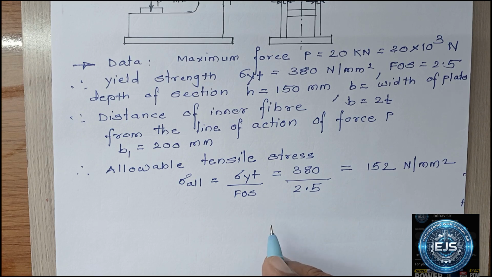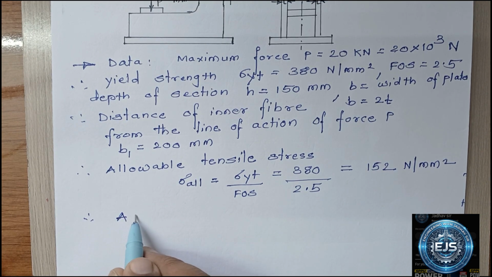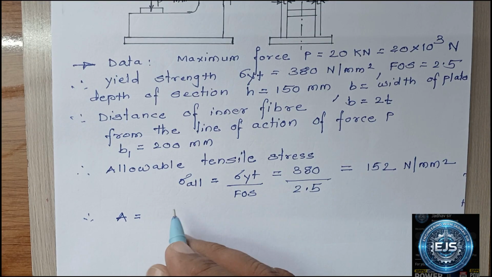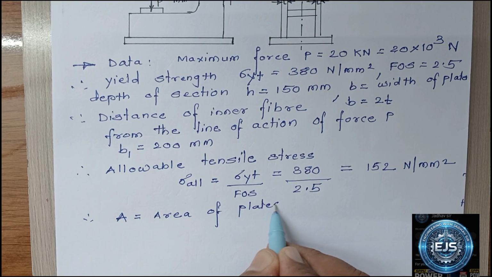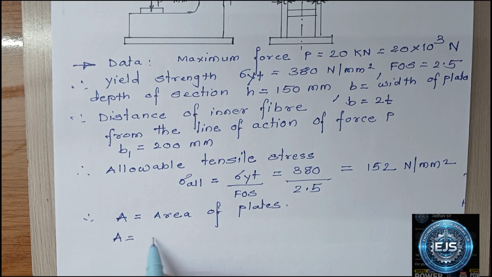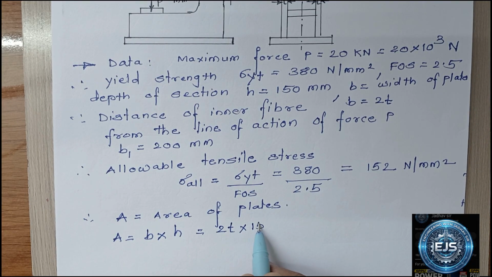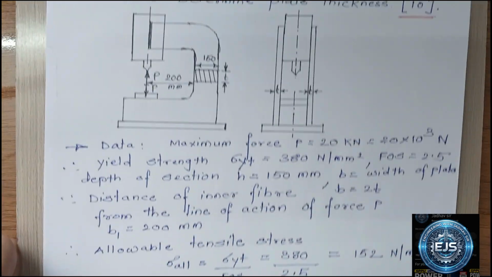Now A is the area of the steel plate, and that is calculated as area of the plates. Area A is nothing but width B into depth H. So area A is equal to width, twice of T, into H, depth, is 150. Depth is given in the problem figure, that is 150.